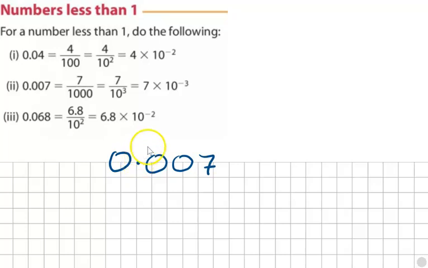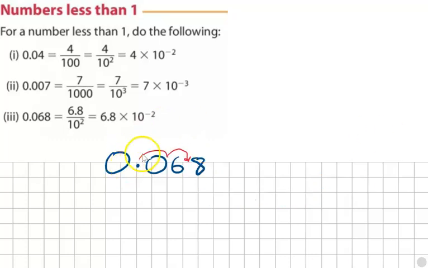0.007, so this time we're going to have to move the decimal point 1, 2, 3 places to the right. So it's going to be 7.0, or just 7, times 10 to the power of -3. So again, it's a minus because it's a small number, or it's a minus because we're moving the decimal to the right. And the 3 is because we've moved it 3 places.